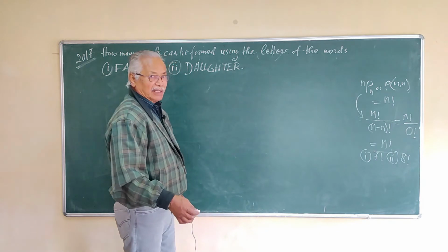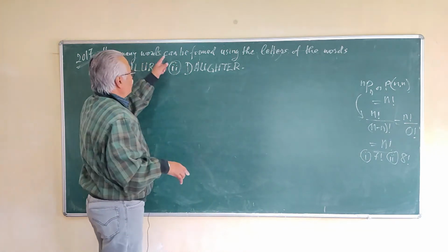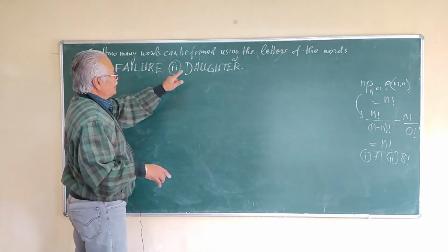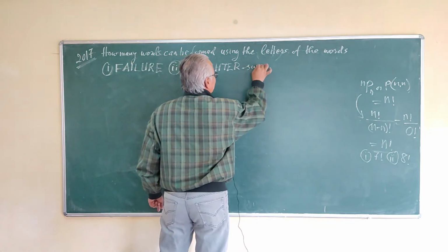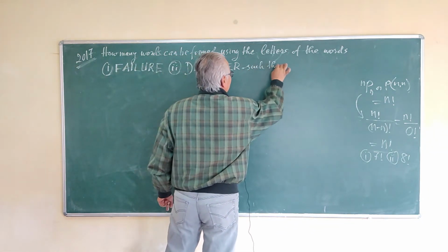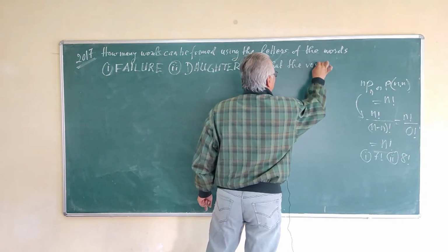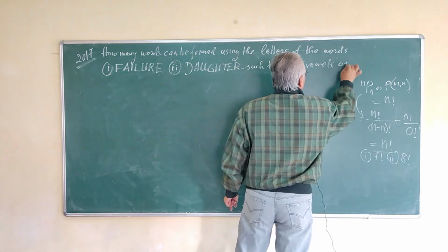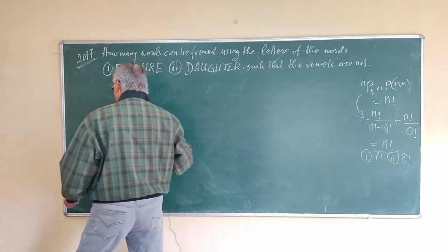But the question is not like that. The question has a little more condition added. How many words can be formed using the letters of the word failure and daughter such that the vowels are not separated?